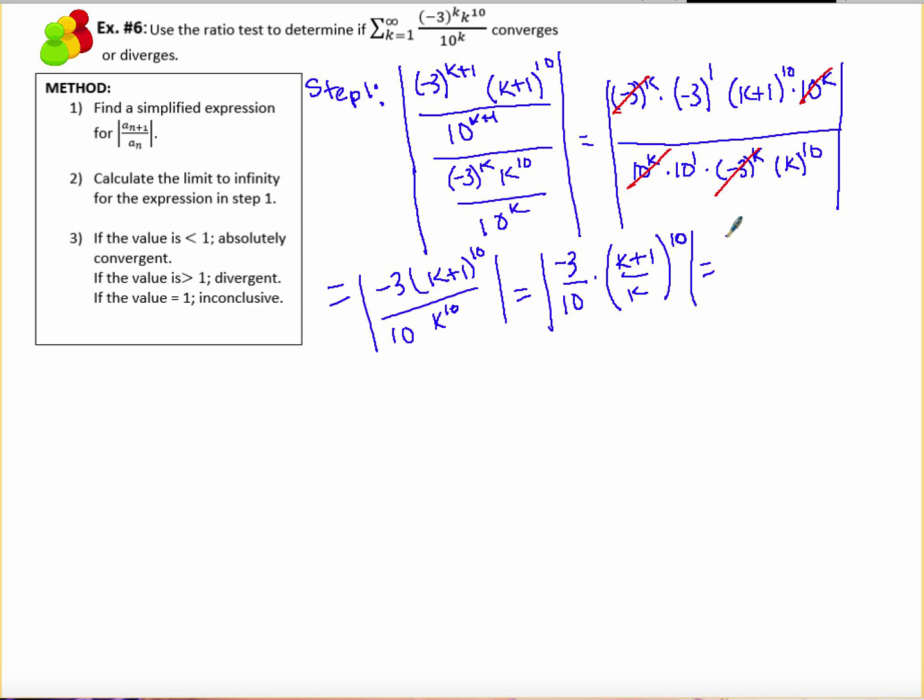So I've got negative 3 tenths times, I can simplify this some more because you know a limit is coming up. So that is going to give me, let's have it dividing by k party now. Divide each of those terms by k.